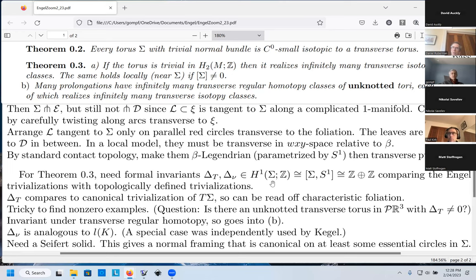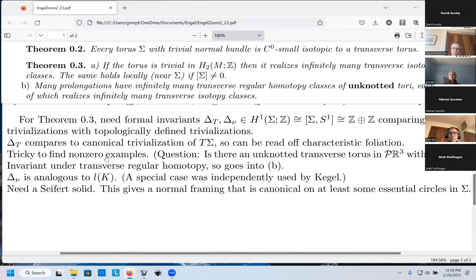So in either case, we get enough power out of this to prove all of the rest of theorem three. So I guess that is the end. I will stop there.